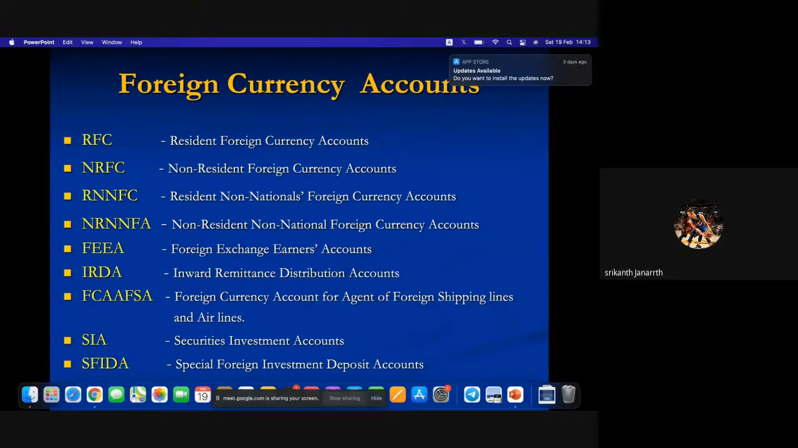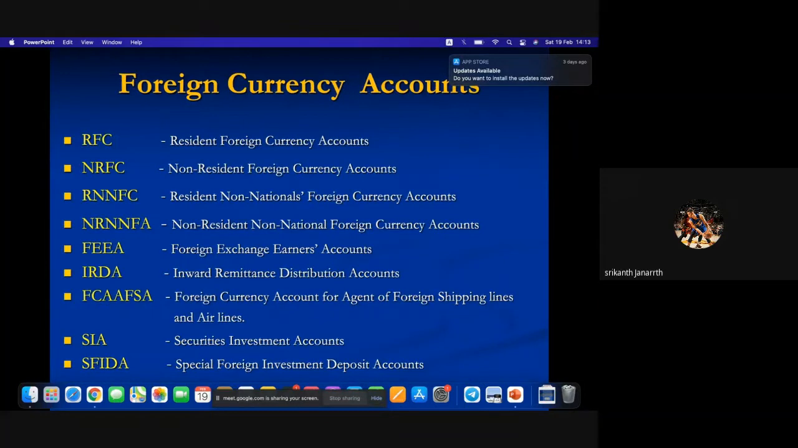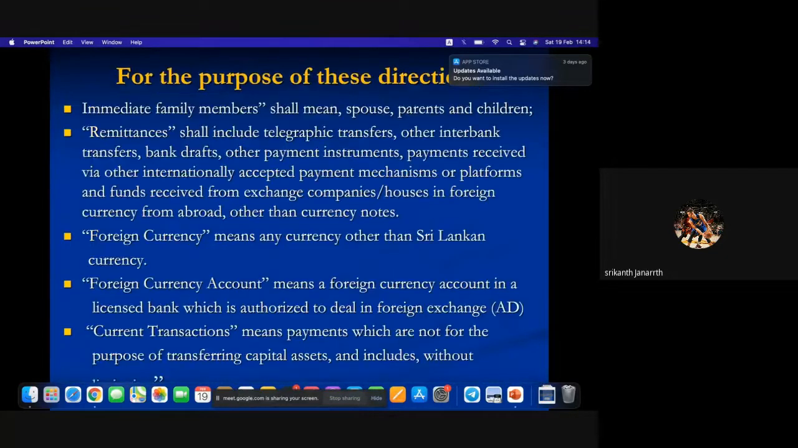I have prepared this slide for you to better understand. Otherwise, if I give this wording only, you might not know what RFC stands for. So now you know, looking at the next slide, you know the abbreviation. Each account abbreviation, RFC stands for what? You know in the next slide, the full name is given. So now you have clarity to identify resident, non-resident, right? So now you know the accounts, right? So we are moving on to this direction.